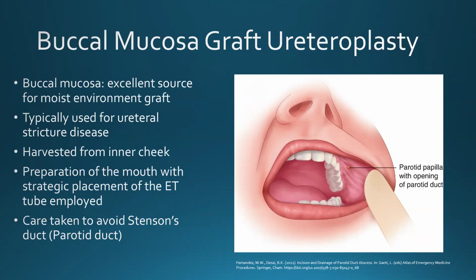And the buccal mucosa is harvested from the inner cheek of the patient. Preparation of the mouth is performed along with preparation of the patient's abdomen. And strategic placement of the endotracheal tube is also critical in surgical planning and essentially setting up the room. And then also, care must be given to avoid Stenson's duct or the parotid duct. And this is the anatomical location of that duct in the cheek. So we would want to be away from that, typically below that opening to that duct to avoid compromising it.